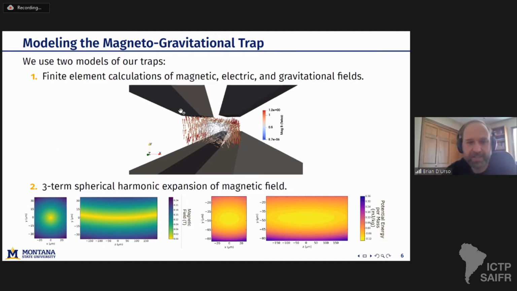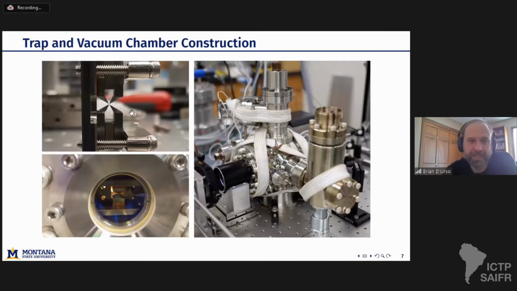Experimentally, here's some pictures of our system. In the upper left here, I've got the trap itself. You see the 4 pole pieces coming together as a quadrupole. There's a very small gap, on the order of 100 or a few hundred microns, between the pole pieces in the center there. Going down from there, you can see through the front window of the vacuum chamber, you can see the pole pieces. And then on the right is our chamber and the vacuum pump surrounding it.